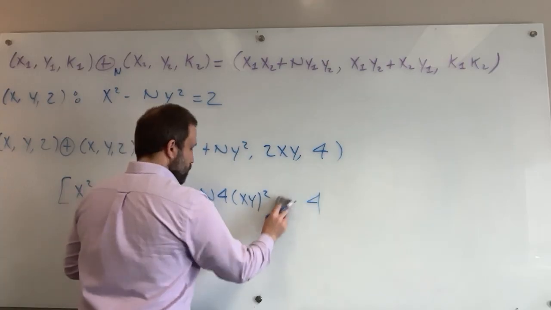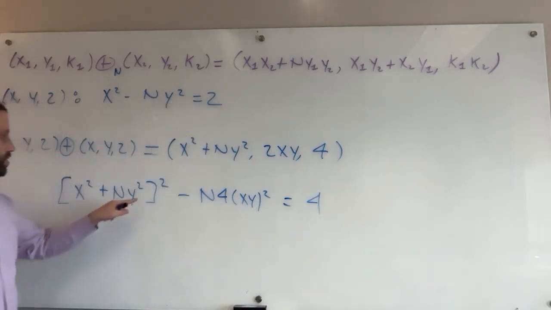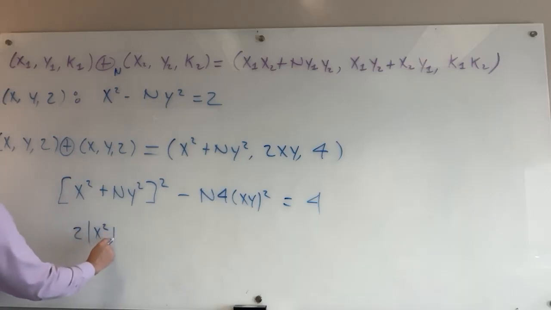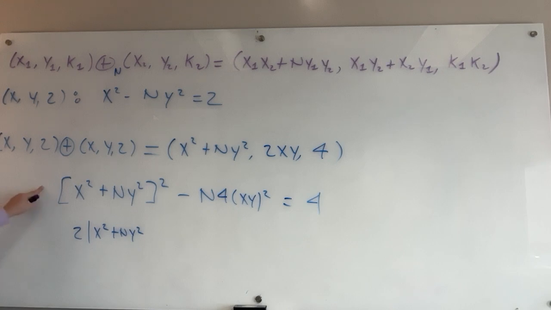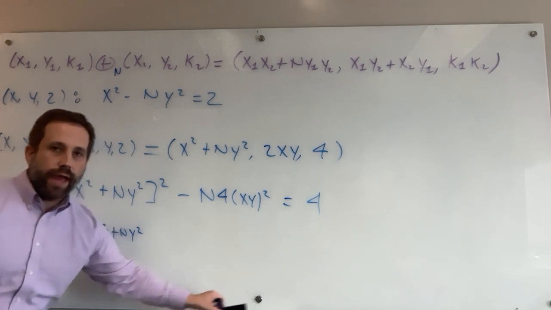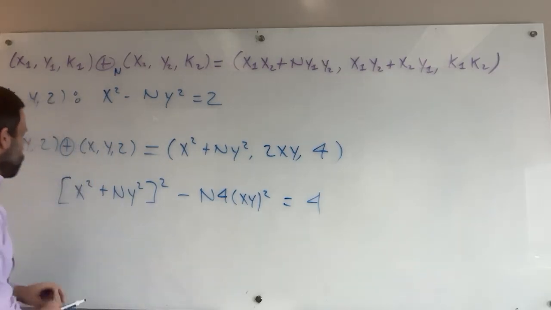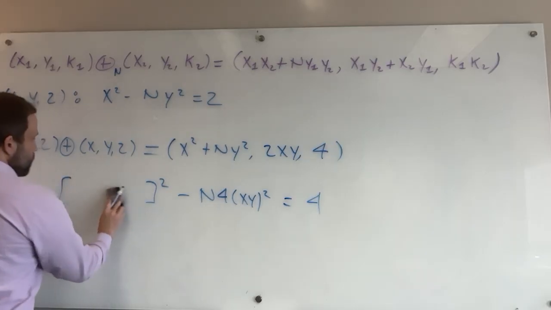Okay, so let me put it how it should be. So this is divisible by 4. If this is divisible by 4, the only way that this thing squared can be divisible by 4 is if actually 2 divides x squared plus n y squared. In other words, x squared plus n y squared has to be even. If this equality is true, x squared plus n y squared has to be even. Okay, well, what can we do with that? Well, we can just come over here and divide this by 2.